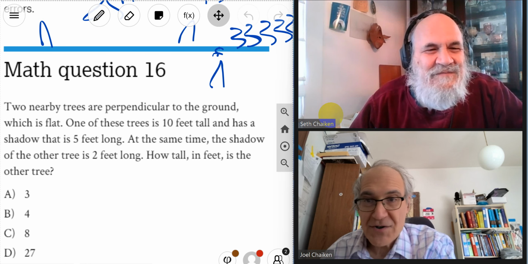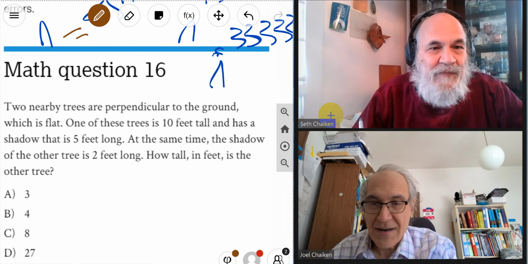Looks like geometry, which means that, oh, look, brown. Oh, look at that, brown like a trunk.